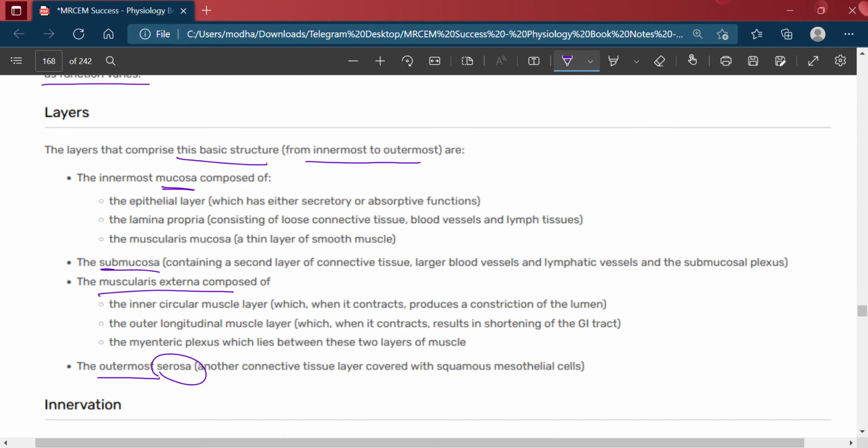First we'll see the mucosa. It is composed of the epithelial layer, the lamina propria, and the muscularis mucosa.